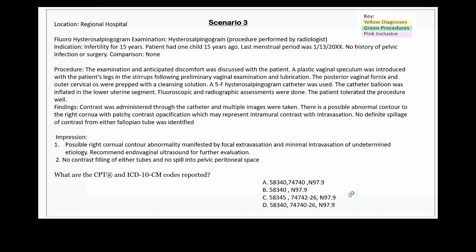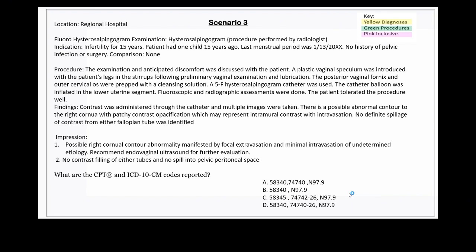Location, Regional Hospital. Hysterosalpingogram examination. Hysterosalpingogram procedure performed by radiologist. Indication, infertility for 15 years. Patient had one child 15 years ago. Last menstrual period was 1/13/2024. No history of pelvic infection or surgery. Comparison, none.